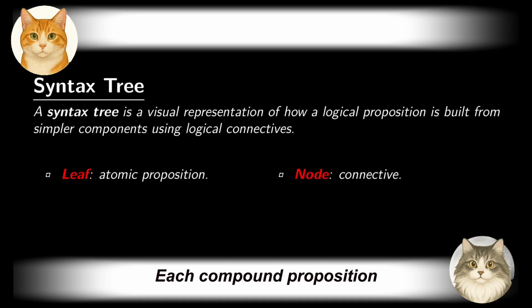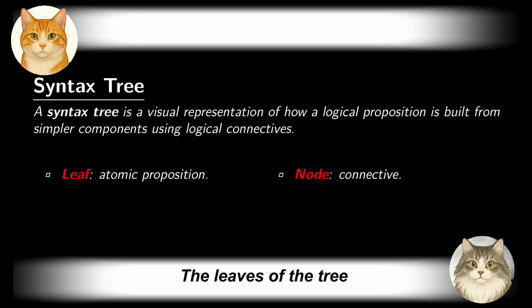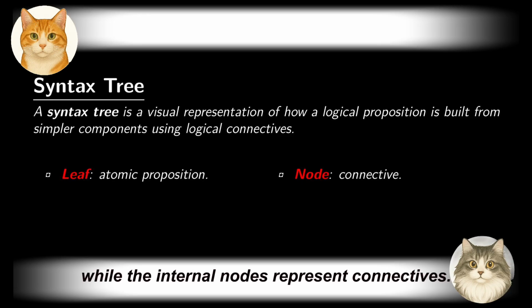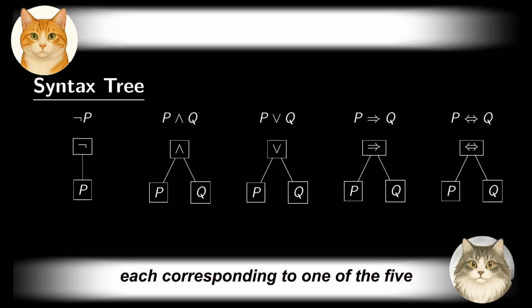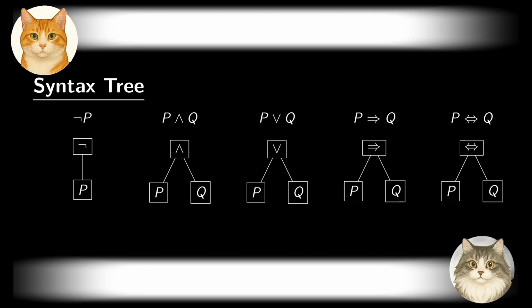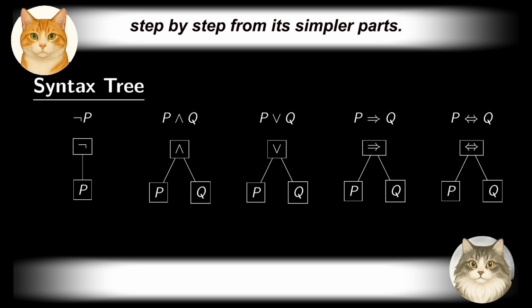Each compound proposition can be associated with a graph, called its syntax tree. A syntax tree visually represents how a compound logical proposition is constructed from its atomic components using logical connectives. The leaves of the tree stand for atomic propositions, while the internal nodes represent connectives. The simplest examples of syntax trees, each corresponding to one of the 5 basic logical connectives introduced, are given below. As we will see, this hierarchical structure clarifies the order of operations and the scope of each connective, making it easier to understand how complex propositions are assembled step by step from their simpler parts.